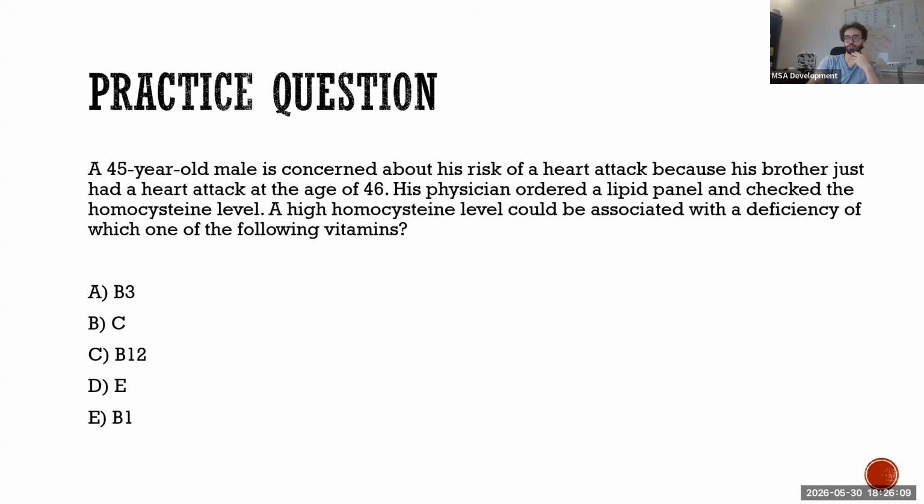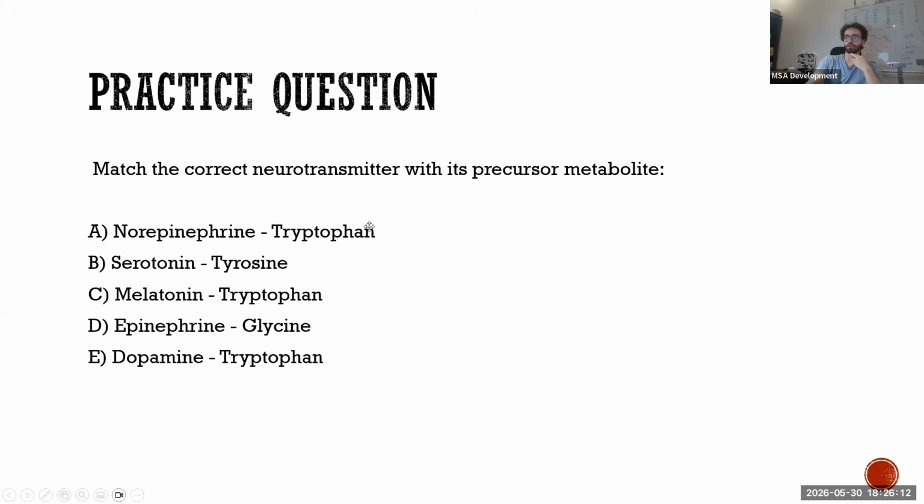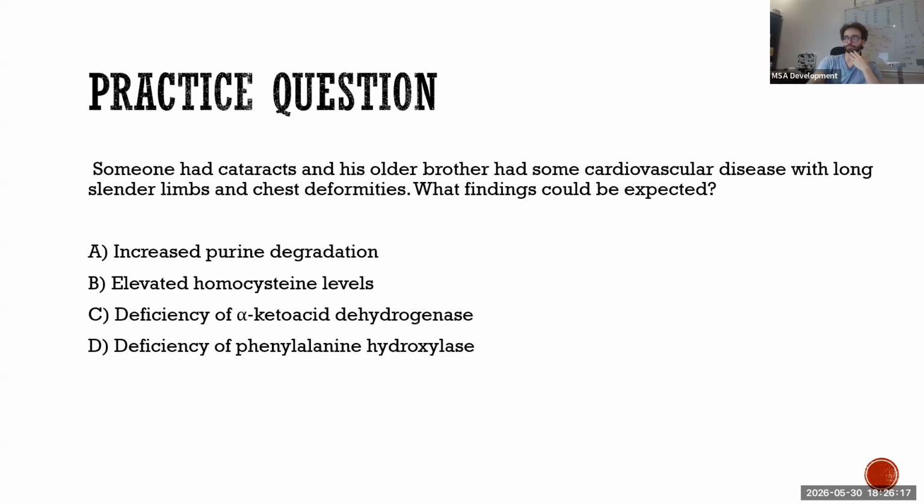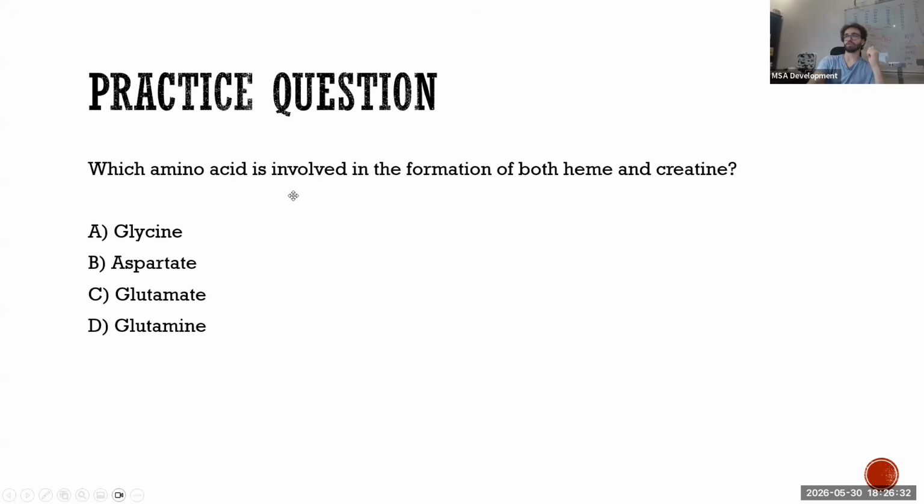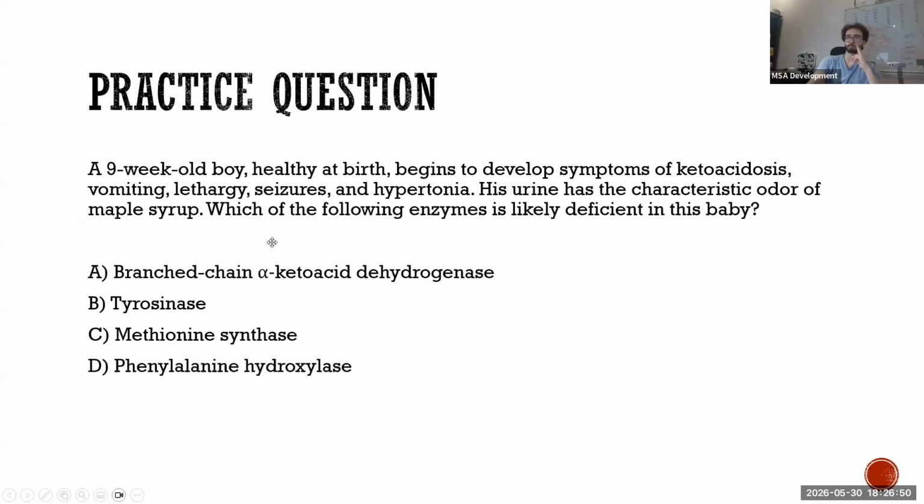High homocysteine level due to deficiency of what? B12. Correct the neurotransmitter with its precursor: melatonin and tryptophan. Long limbs, chest deformities, come on, classic homocystinuria, elevated homocysteine levels, deficiency in which enzyme? Cystathionine synthase. Which amino acid is involved in formation of both heme and creatine? We know it: glycine. I told you, glycine makes heme through ALA, and glycine combines with aspartate to make creatine. But aspartate doesn't make heme. The question wants both. Which amino acid does both the heme and the creatine?